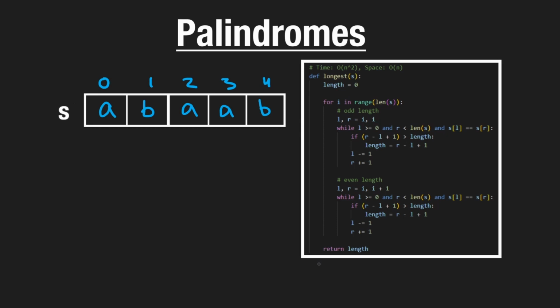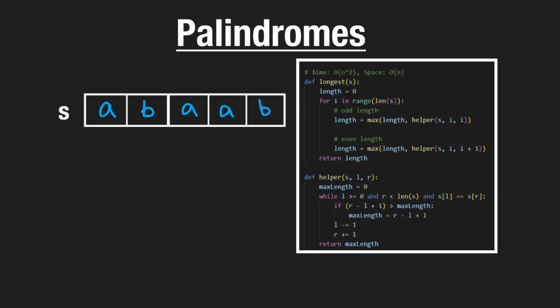And at that point, we've gone through every index, and then we can go ahead and return the longest length that we computed. And in case you were interested, this is one way you could rewrite that code to use a helper function. So this is essentially taking that loop, copy and pasting it here, and keeping track of a max length and then returning that max length.